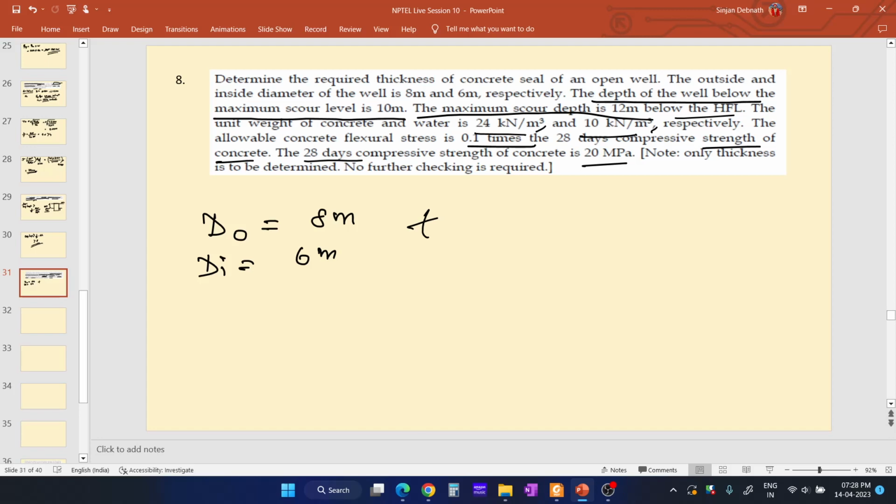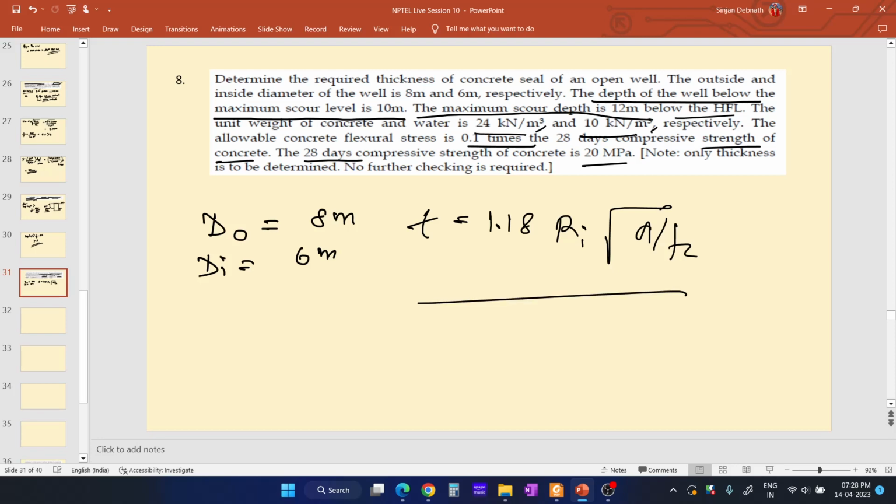Well, it is a circular well, since the outer and inner diameter is given. So thickness is given by 1.18 Ri root over Q by Fc. So what is Ri? Ri is the inside radius of the circular well. What is Q? Q is the unit bearing pressure at the base of the well.